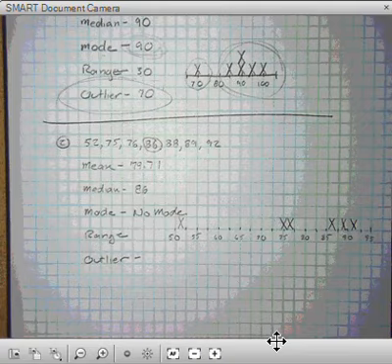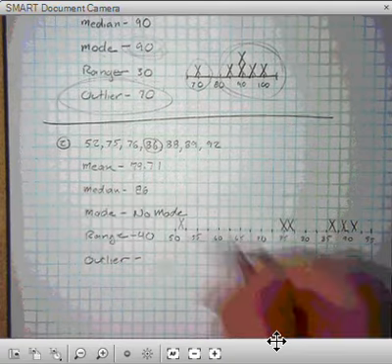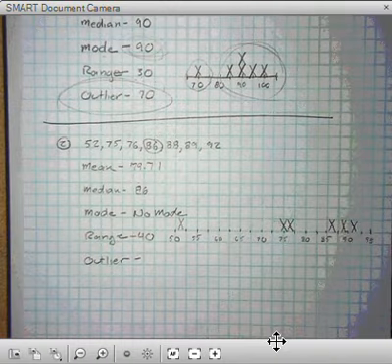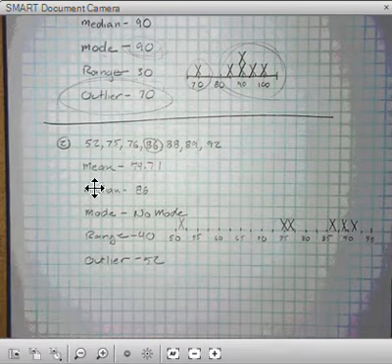And then what's the range of this data set? Aiden? 40. Yeah, it's the largest minus the smallest. And is there an outlier? Yes. Emily? 52, yeah. So 52 is our outlier for that data set.